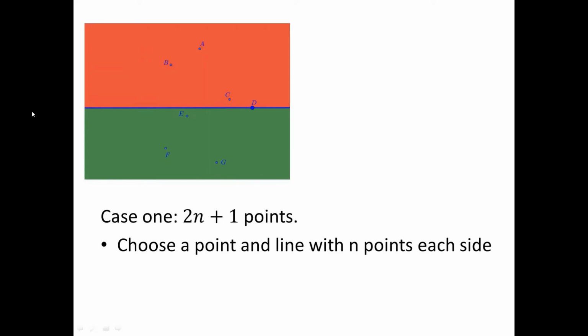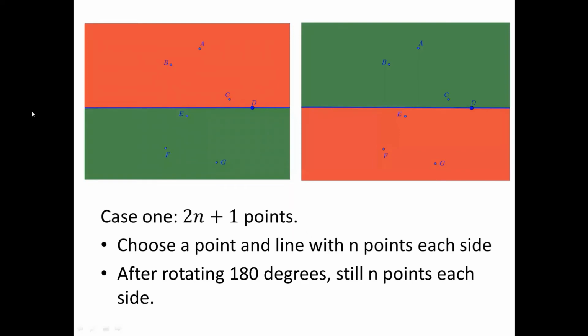Now, we can solve the problem by a simple casework. First, assume the number of points is an odd number, 2n+1. We can always choose a point and a line through the point so that there are n points on each side of the line. After rotating 180 degrees, there should still be n points on each side, according to the observation we just had.